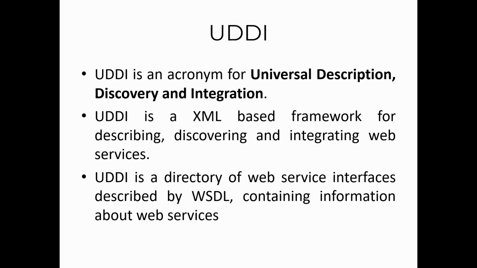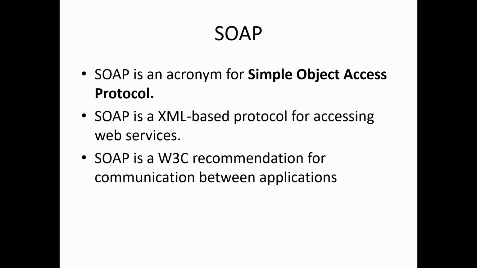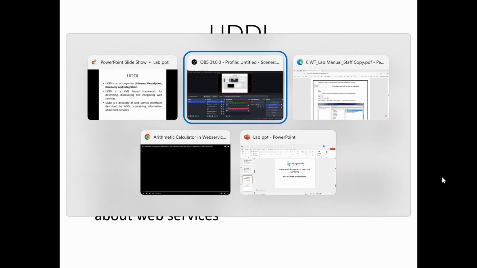And UDDI is Universal Description, Discovery and Integration. It is an XML-based framework for describing, discovering and integrating web services. In fact, we have different patterns. The web service may be in Java, .NET or PHP, and the server side may be in different languages. Imagine you use Java on the client side, but on the server side you are using PHP. How do the devices communicate? We need a common protocol, a common format, that is called UDDI. So we'll see with an example.